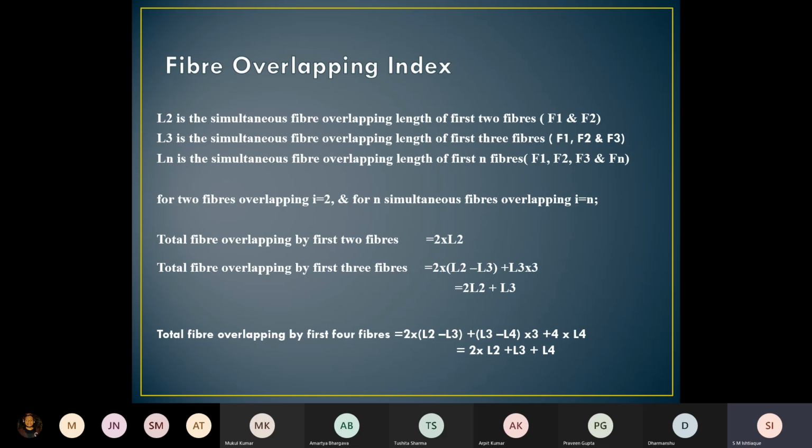In the same way, the total overlapping by the first four fibers is 2 into (L2 minus L3), plus (L3 minus L4) multiplied with 3, and this multiplied with 4 into L4, because we are talking about four fibers. By simplification, I'm getting 2L2 plus L3 plus L4.